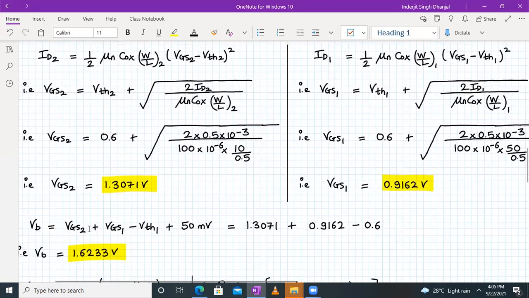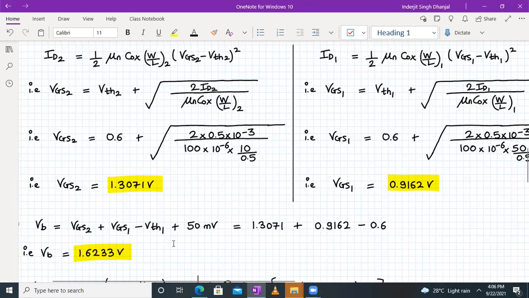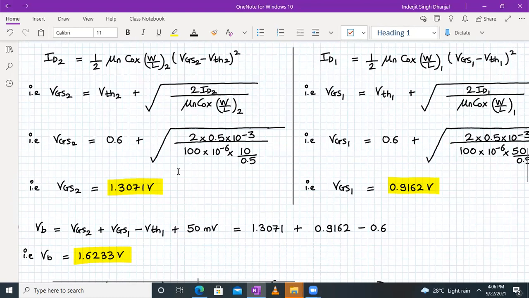So VB is VGS2 plus VGS1 minus VTH1 plus 50 millivolt. We know the values of VGS1 and VGS2, so plug in the values over here and we will find the value of VB. VB is coming out to be 1.6233. You can plug in the values and find out the result.